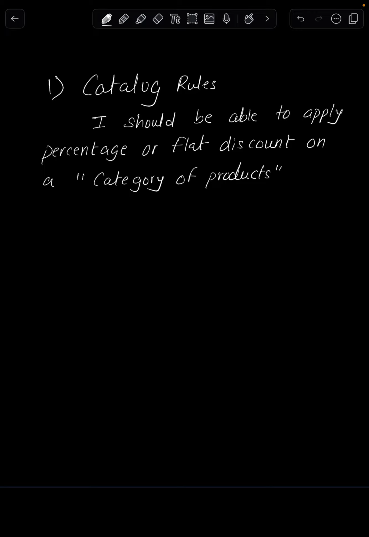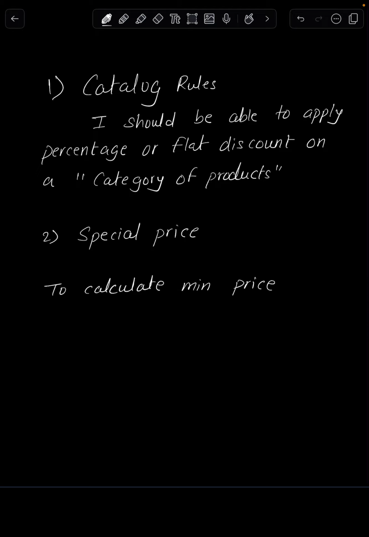Okay, now in this case we are considering two things. You can also add special price. The product can have special price, right? Now here you need to do multiple things to calculate min price. You need to first calculate the product price based on the catalog rule, right? The catalog rule can be of two types, either flat discount.